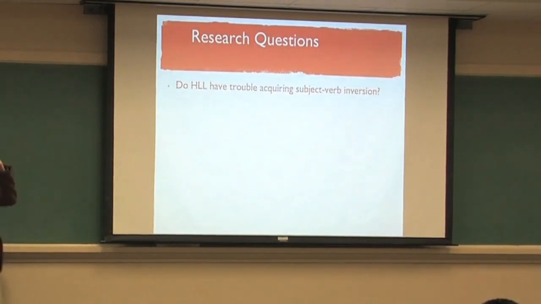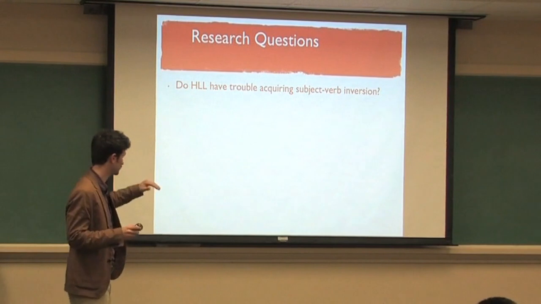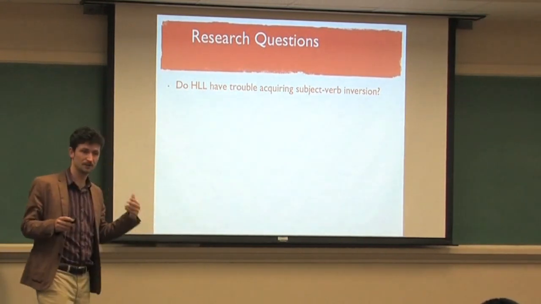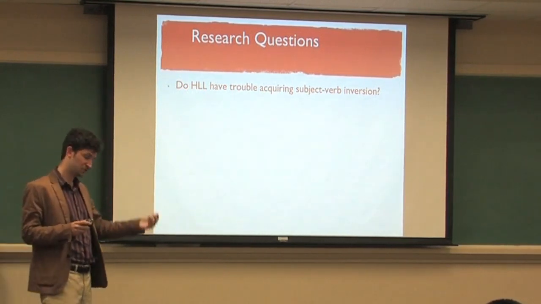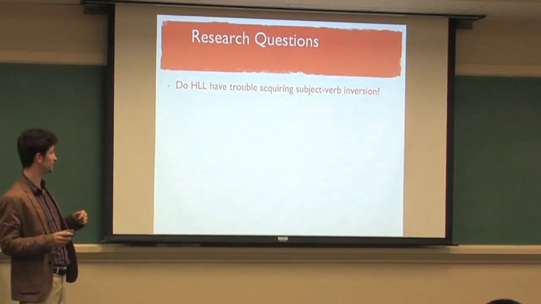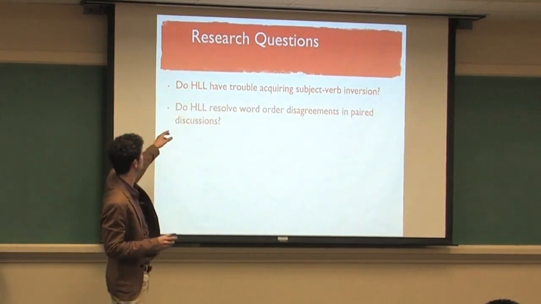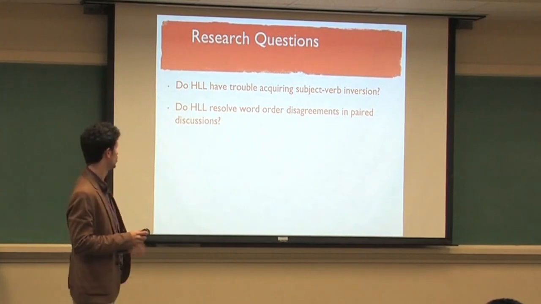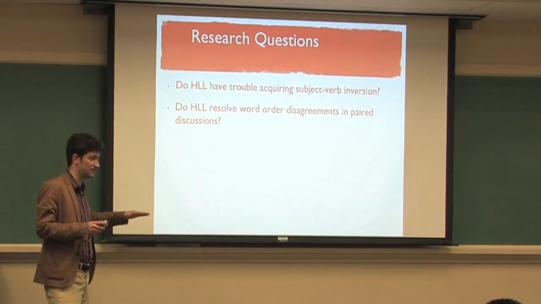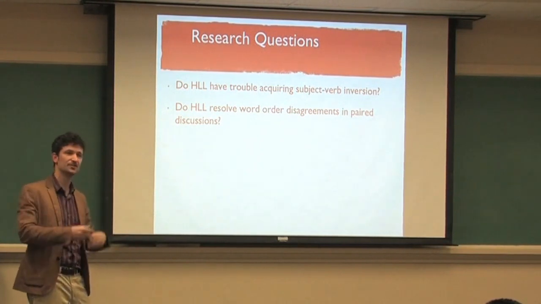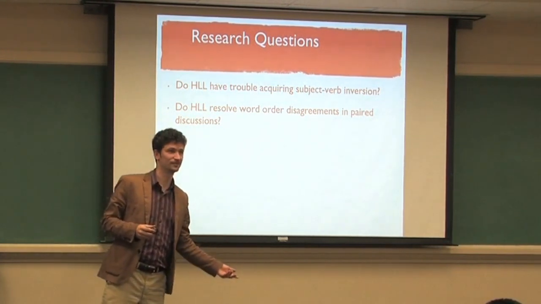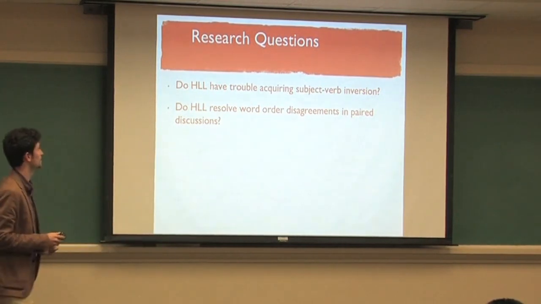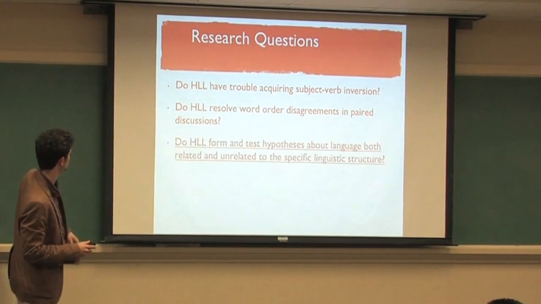Okay, so our research questions, we have 3. We'll be focusing on the 3rd one. But first, do heritage language learners have trouble acquiring subject, verb, and version, as the literature suggests, especially in embedded contexts? Do heritage language learners resolve word order disagreements in paired discussions? So you can have a step 4, I gave you 3 steps, and now that you've had this discussion and done these activities, what's your final answer? Were you convinced by your partner? Have you changed your mind? Are you sticking with it? That's this resolve notion.